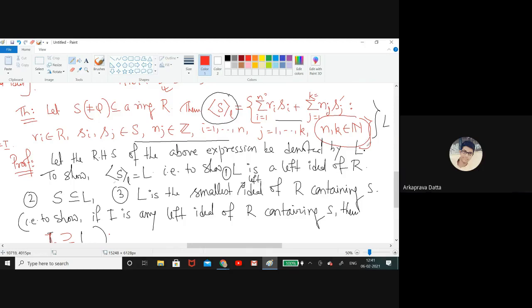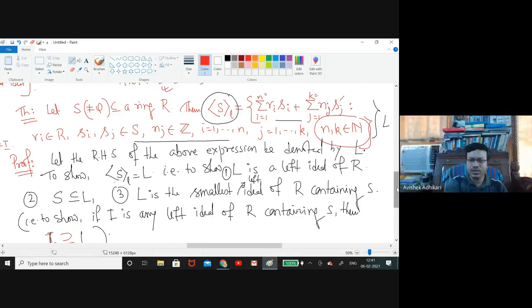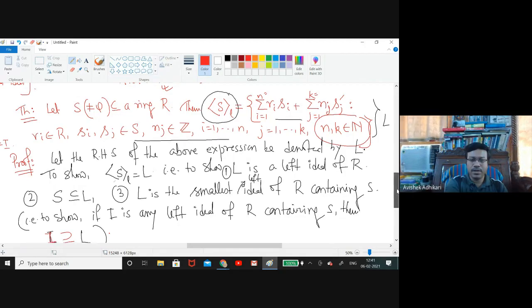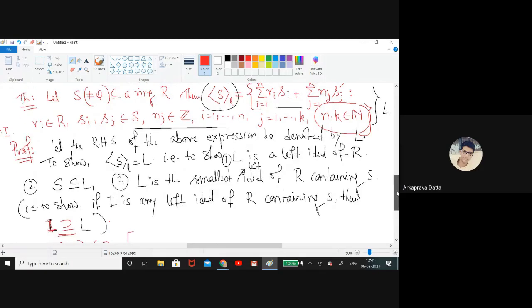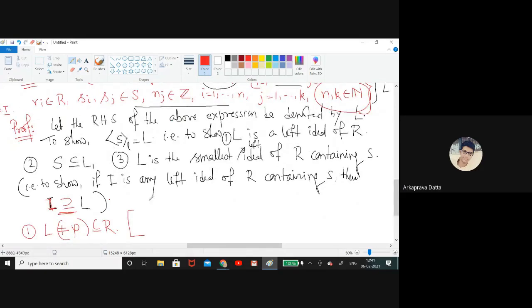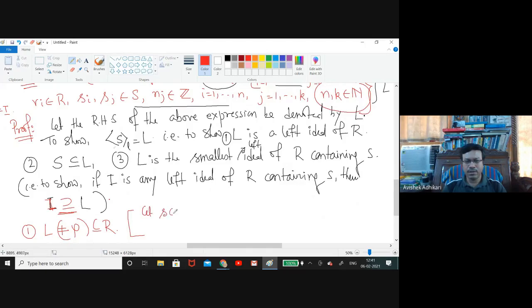Sir, any element of the set is... Could you please repeat once again? Any element of the set is... Okay, let s belong to S. Then yes, very good. First step is done.